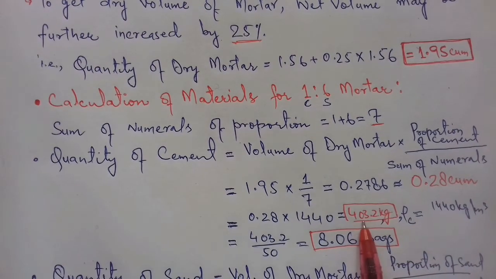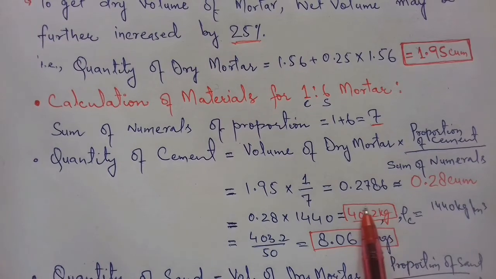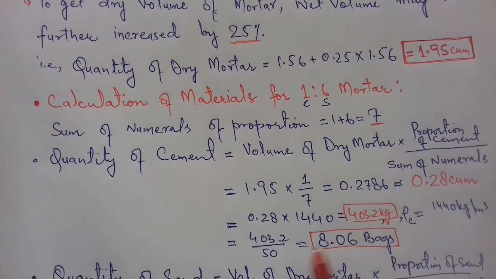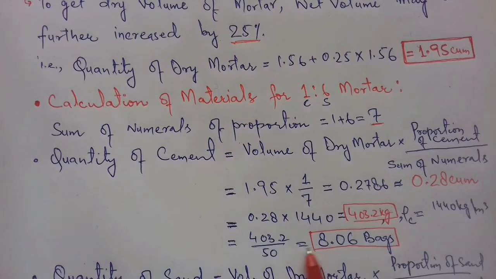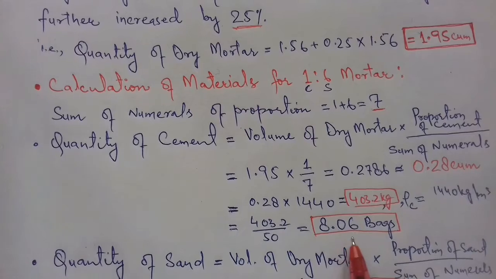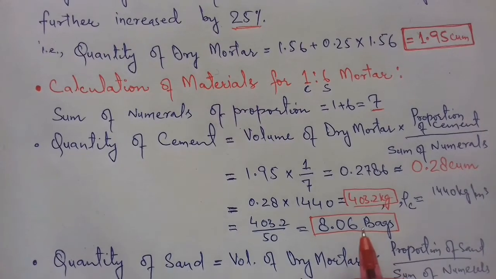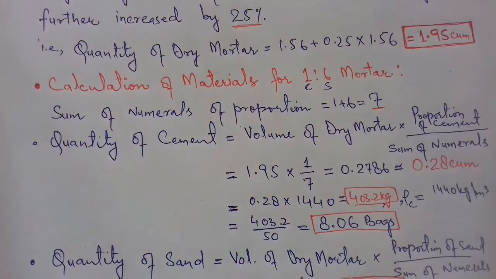If we have to convert this into bags, we will divide this by 50. Why? Because the weight of one bag of cement is 50 kg, and it gives our quantity of cement equal to 8.06 bags, that is approximately 8 bags of cement will be required.